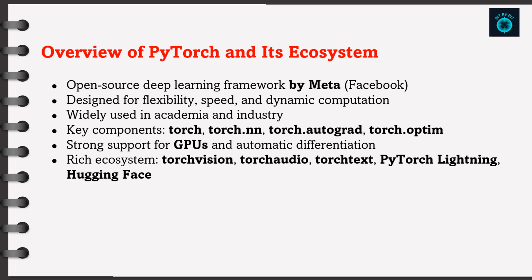PyTorch is an open-source deep learning framework developed by Meta, formerly known as Facebook. It's known for its flexibility, ease of use, and strong community support. Unlike some other frameworks, PyTorch uses dynamic computation graphs. This makes it very intuitive for Python developers and especially powerful for research and rapid prototyping.